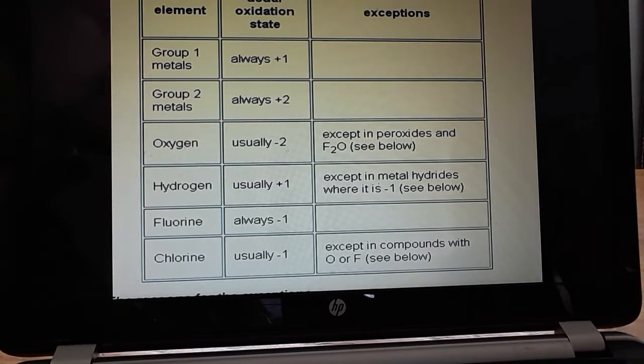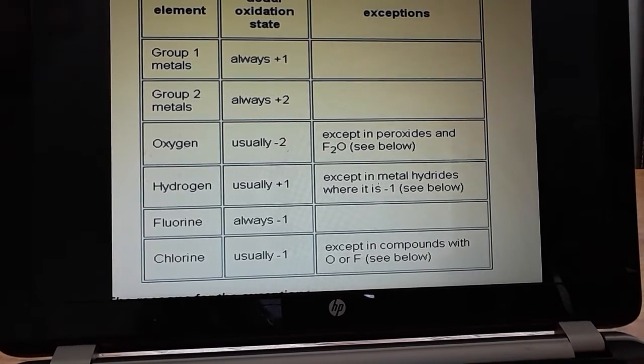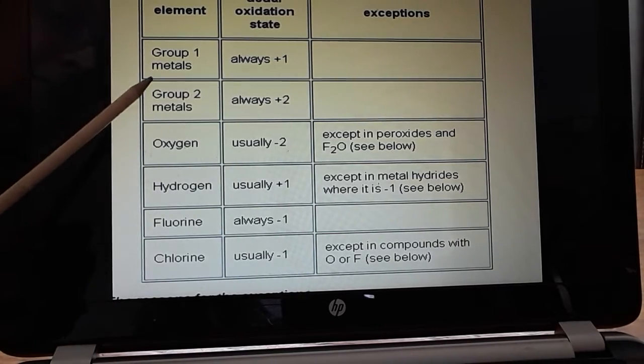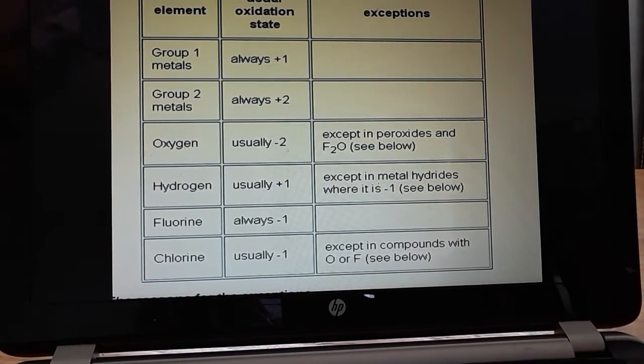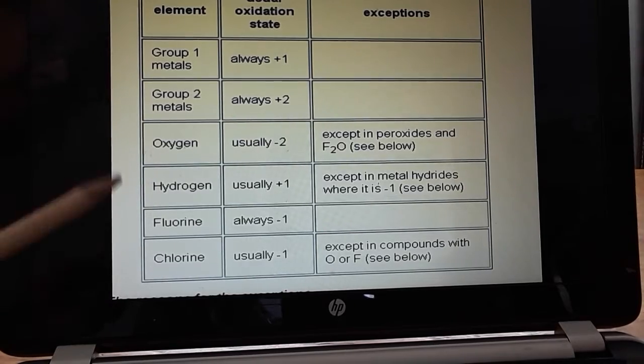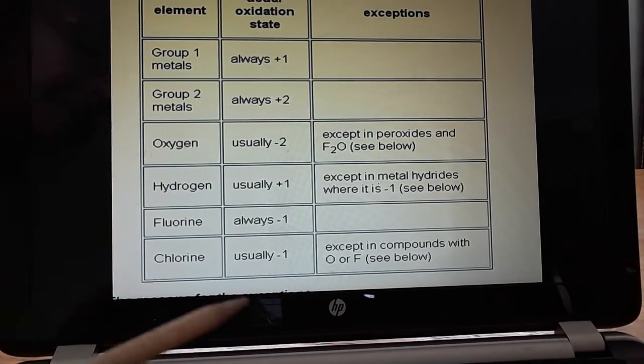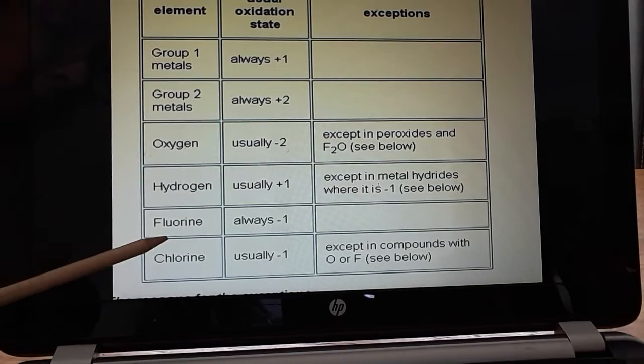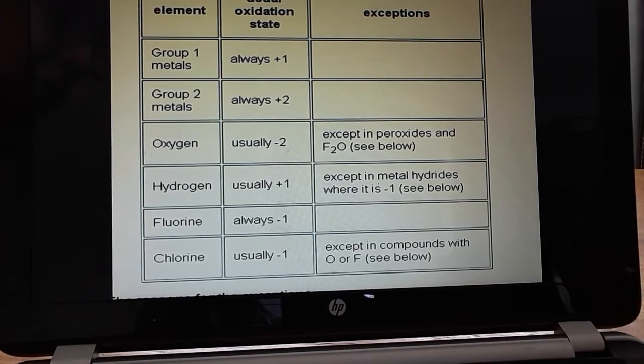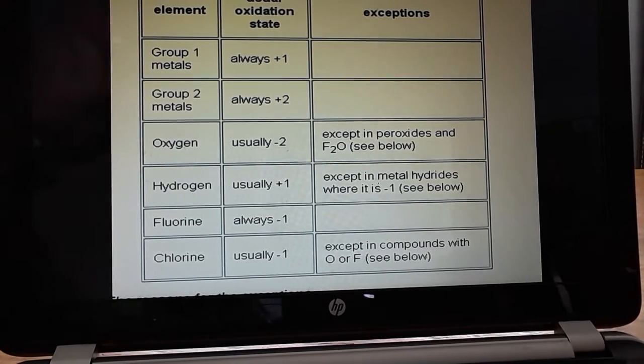So this is just a short summary of the rules. You can take a screenshot of this and then just put this into your notebooks. So group 1 metals are always +1, group 2 metals are always +2, oxygen is always -2 unless it's in a peroxide form. Hydrogen is always +1, except if it's bonded to a metal, then it's -1. Fluorine is always -1, and chlorine is usually -1 unless it's bonded to oxygen or fluorine.